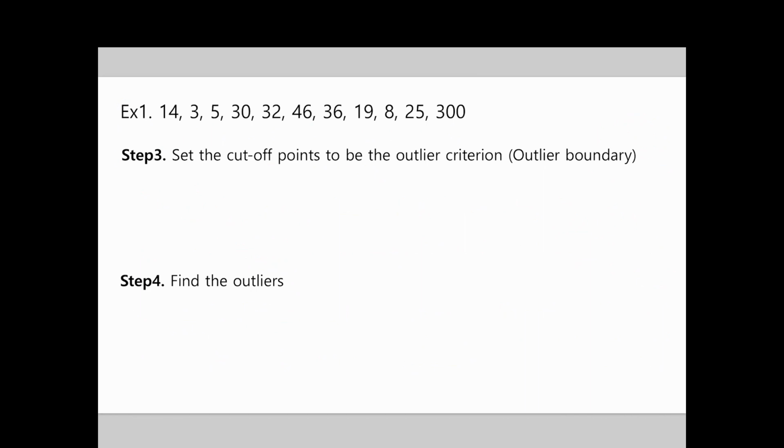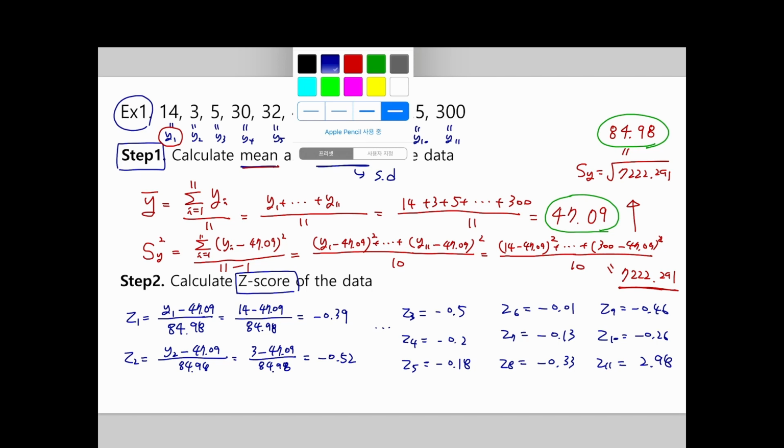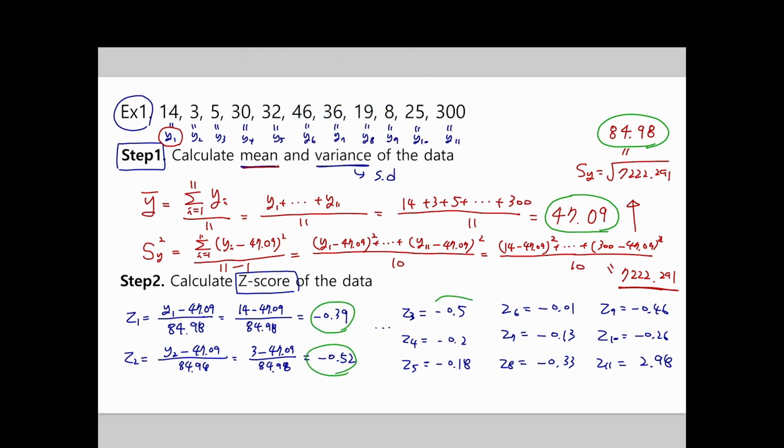Okay, step 3 is to set the cutoff point to be the outlier criterion. It is called the outlier boundary. I will set the outlier boundary to minus 2, 2. Okay, step 4 is to find outliers. So in step 2, we calculated the z-score like this. So the outlier is the 11th observation like this. Okay, this is in the low data is 100 value.